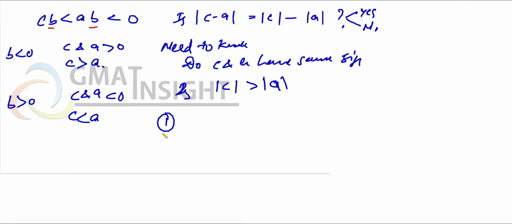Let's quickly see what the first statement has to give us. C is greater than A. C is greater than A is confirming the first understanding. The first understanding also says that C and A have the same sign, therefore the first statement stands sufficient. This is case number 1. This is actually affirming case number 1. I hope you can see that, because C has to be greater than A, as per case number 1. So this is sufficient.